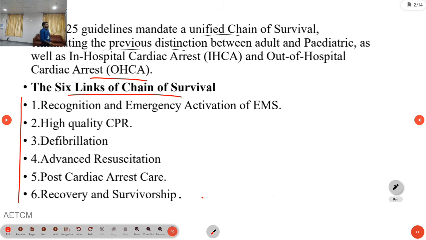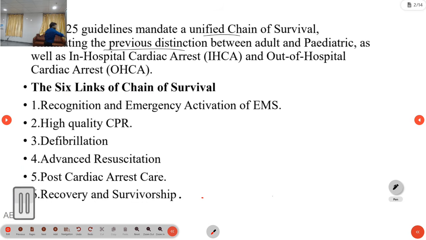The first link is recognition and activation of emergency medical services. First, we have to recognize the reason for cardiac arrest, and immediately we need to activate the emergency response system. That means we need to call for help. That is our first link in the chain of survival.